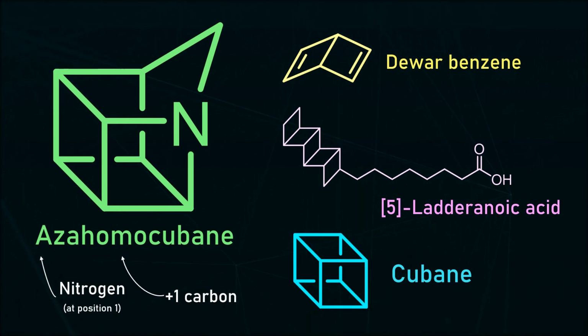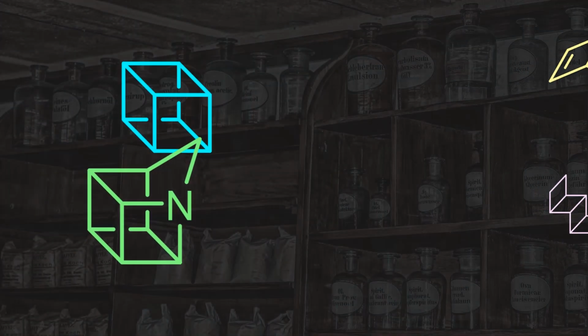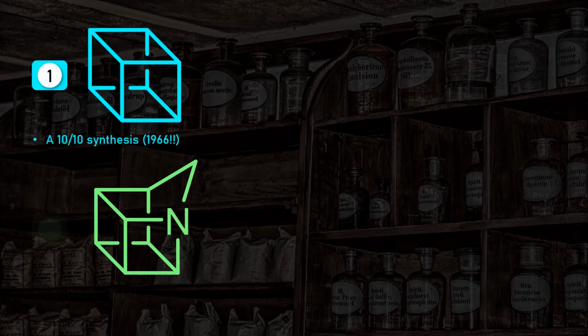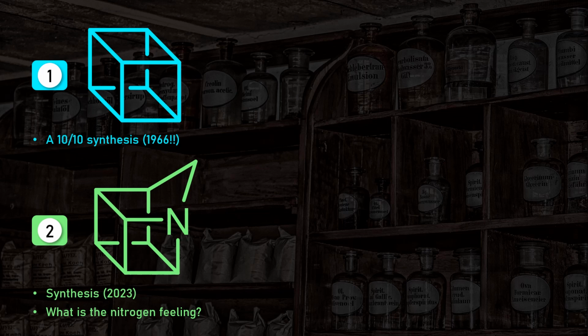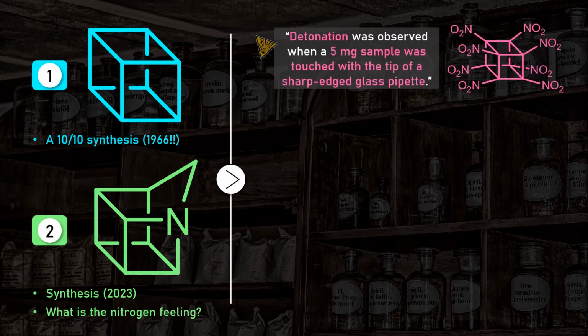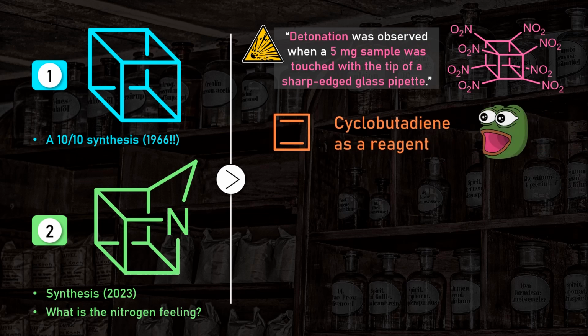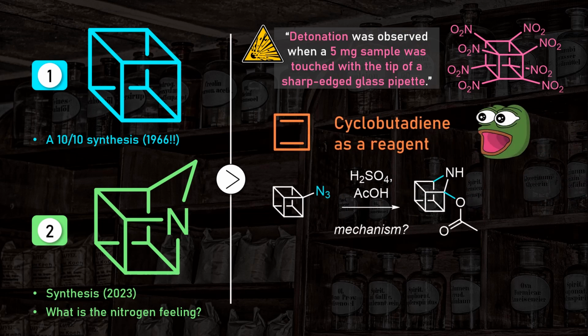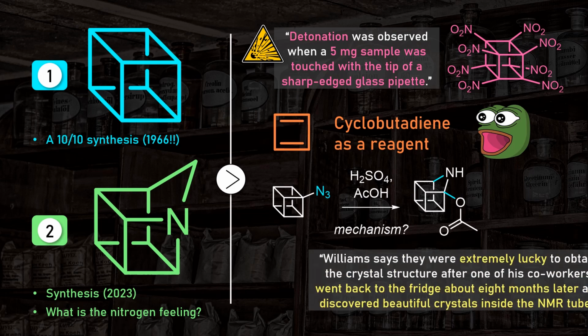Today we'll start with a truly elegant old-school synthesis of simple Cubane, and then dive into Azahomocubane's modern synthesis and interesting properties. Doing so, we'll also learn how people make the absolutely mad octanitrocubane, how chemists can use the unstable anti-aromatic cyclobutadiene as a reaction partner, why azide groups are very useful for rearrangement reactions, and last, why you should never throw away your old products.